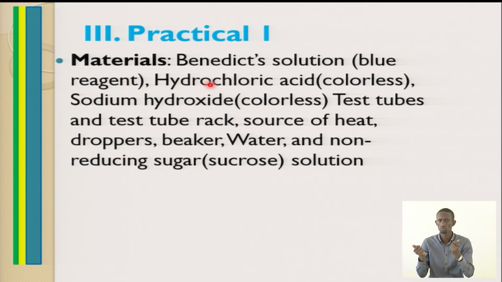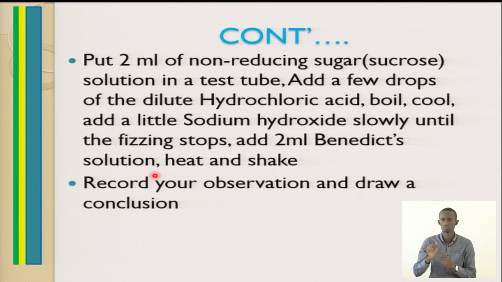We use hydrochloric acid, which is colorless. We also have sodium hydroxide, which is a base, also colorless. We need test tubes, a source of heat, droppers, beakers, water, and our food sample, which is a non-reducing sugar. Quickly, let's go to the procedures now.